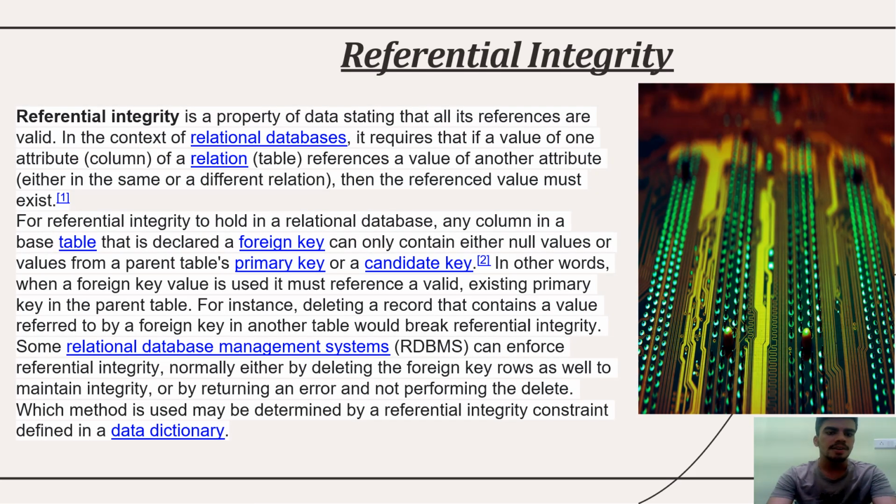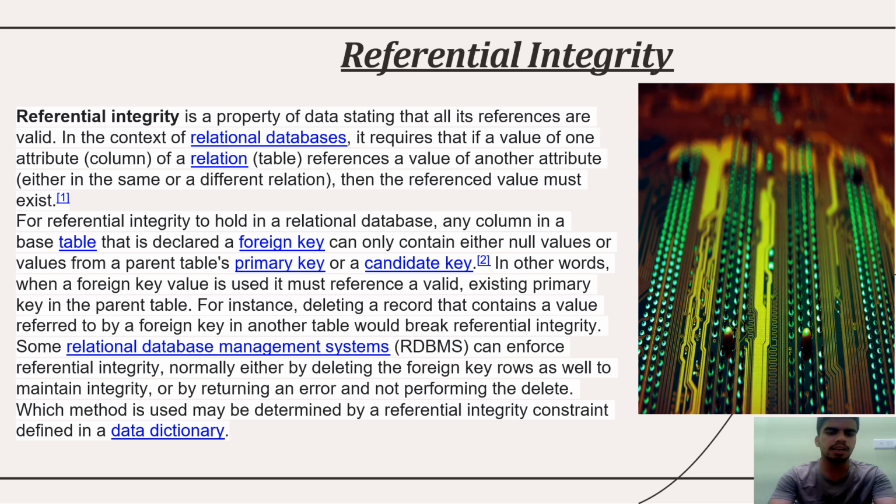Referential integrity. Referential integrity is the property of the data stating that all its references are valid. In the context of relational databases, it requires that if a value of one attribute of a relation refers to values of another attribute, either in the same or a different relation, then the referenced value must exist. For referential integrity to hold in a relational database, any column in a base table that is declared a foreign key can only contain either a null value or a value from the parent table or a candidate key.